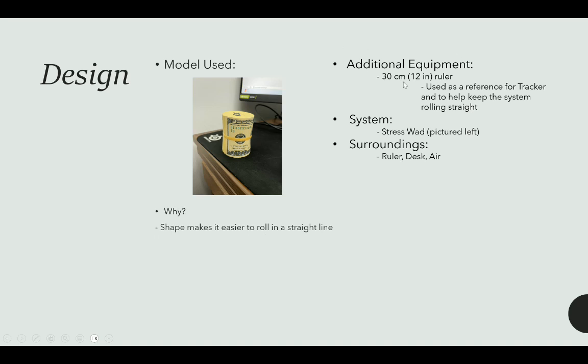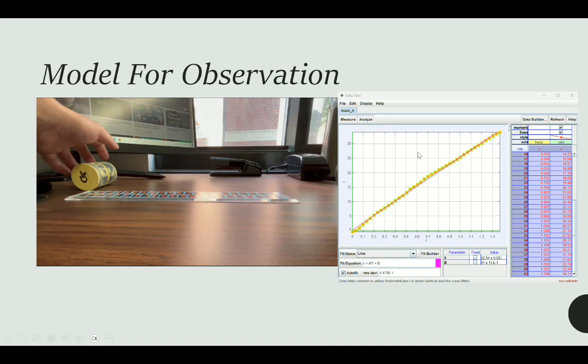The additional equipment was a 30 centimeter or 12-inch ruler as a reference for Tracker to keep the system rolling straight. The system was a stress wad. The surroundings were the ruler, the desk, and the air. The initial conditions for the experiment are in the picture on the left.